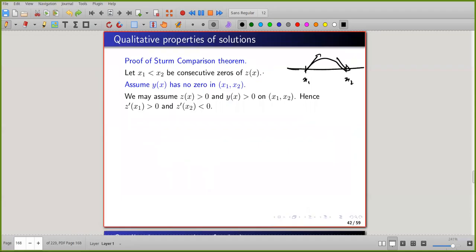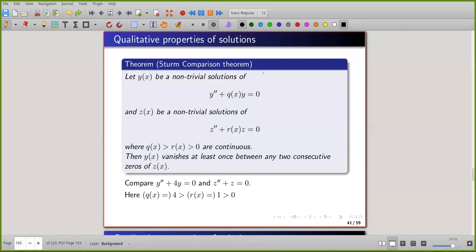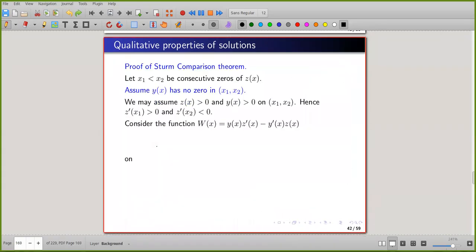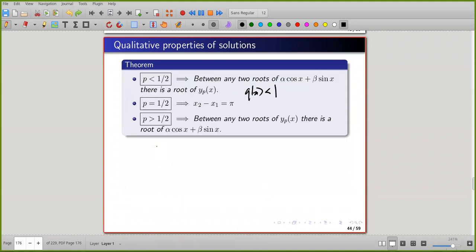So let's just look at the Sturm comparison theorem once again. Between any two roots of a solution of the equation in which we have the smaller coefficient, lies a root of the equation in which we have the larger one. Okay, so that's one way we can remember it. So in this case, q of x is strictly less than 1. So that means between any two roots of, no, I'm sorry, I've written the wrong thing.